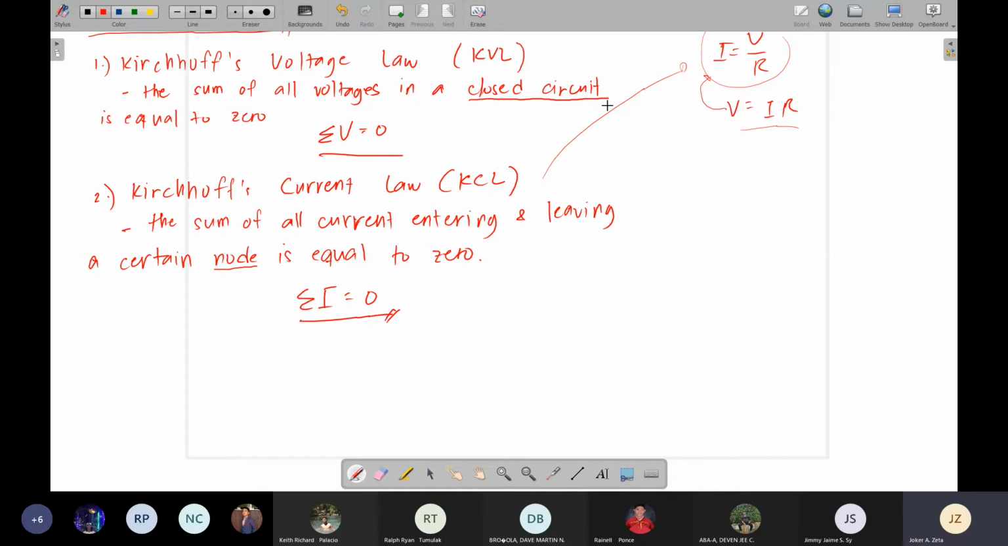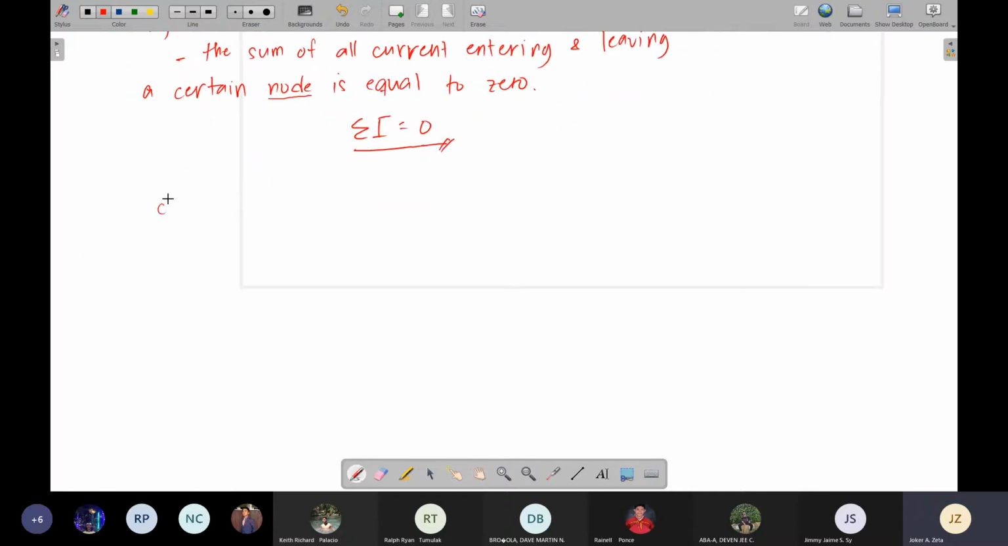Now, kanus-a man nato ma-say nga closed circuit na? Of course, we can say a closed circuit na, if, let's say, for example, you have resistor, resistor, resistor. Okay? So, closed ni siya nga circuit.